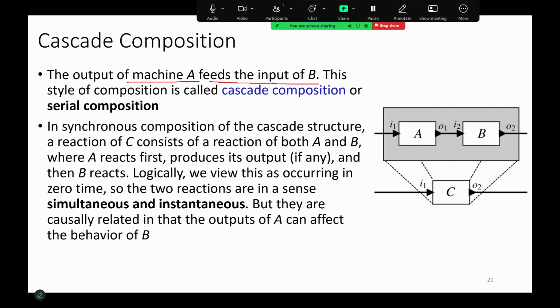However, we look into this cascade in the synchronous fashion as simultaneous and instantaneous. It's not like, oh, we got the output and then we wait for the next step to get the input and then output. No, they happen at the same time as it's synchronous. It's zero time between them.